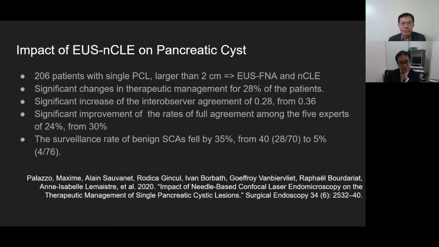And recently there was also a study looking at the impact of the confocal on the therapeutic management of single pancreatic cystic lesions. In 206 patients with cysts larger than 2 centimeters, they did FNA and confocal. There was a significant change in therapeutic management in 28%, an increase in the observer agreement of 0.28, an improvement of the full agreement rate of 24%, and the surveillance rate fell by 35%. So it impacts the management as well.